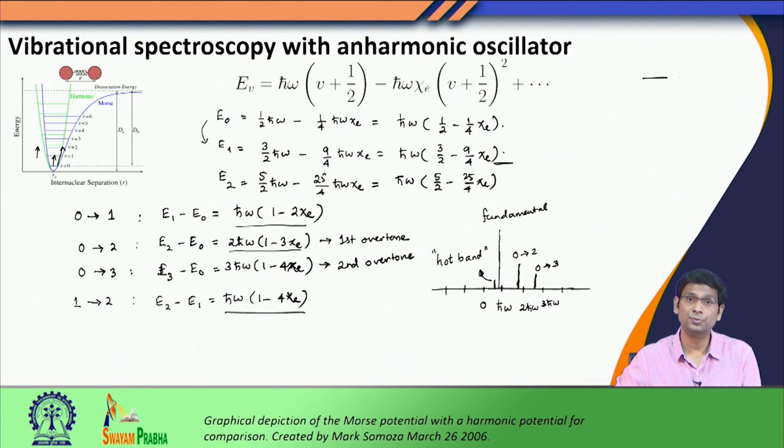Suppose we want to prove whether this particular band is a hot band or not, we can simply record the spectrum again at a lower temperature or at a higher temperature. At higher temperature you would see that the intensity of this band would increase. At lower temperature you would see the intensity of this band decrease, but its position will not change because the 1 to 2 transition energy would remain the same. By increasing the temperature, we are simply populating the V equals 1 level to a greater extent. Therefore, more molecules would show the V equals 1 to 2 transition.